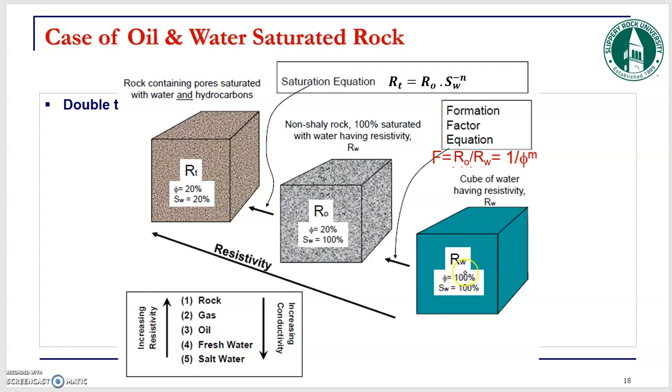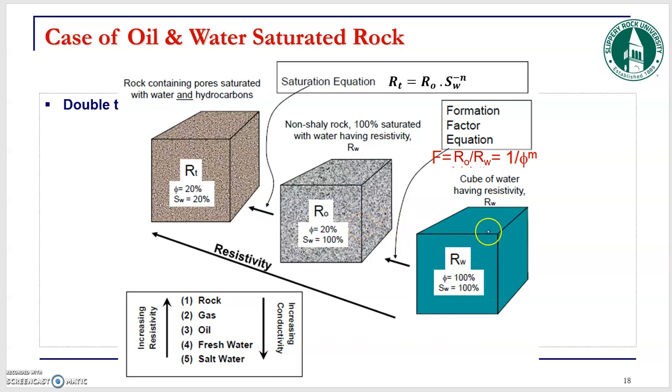The porosity is mentioned to be 100% because when we measure the RW, we are just measuring the brine resistivity. The water saturation is 100% as well, so it's basically a bucket 100% filled with water, right? So we measure the resistivity of brine, and that's going to be RW.